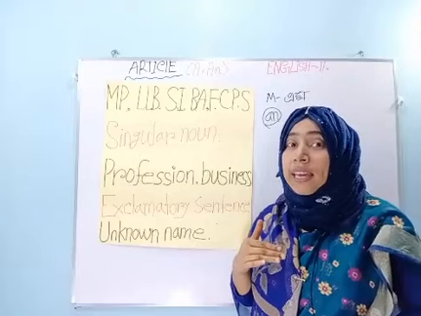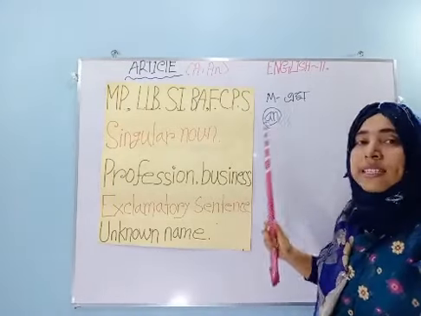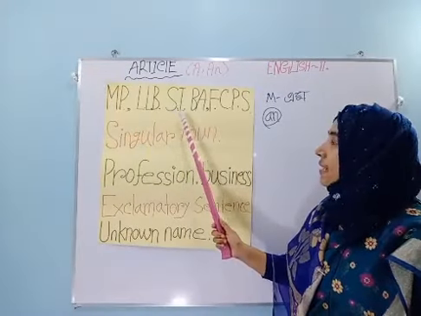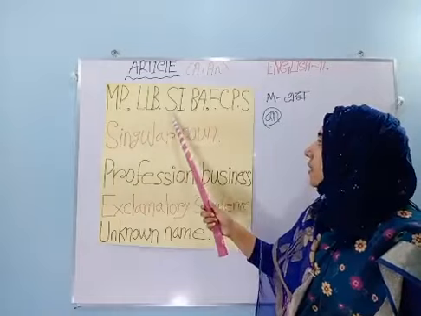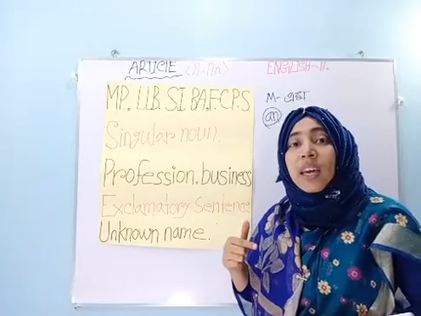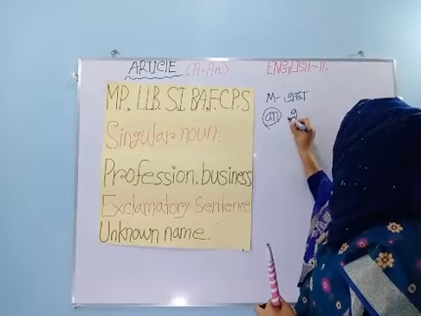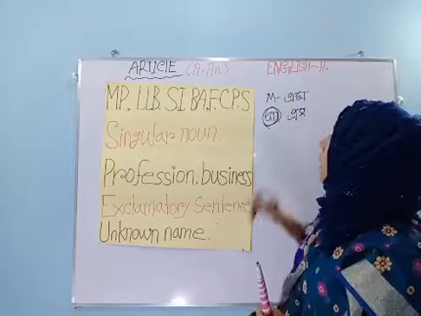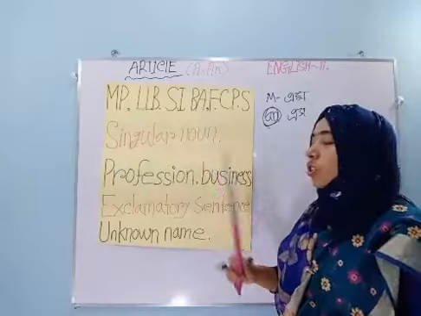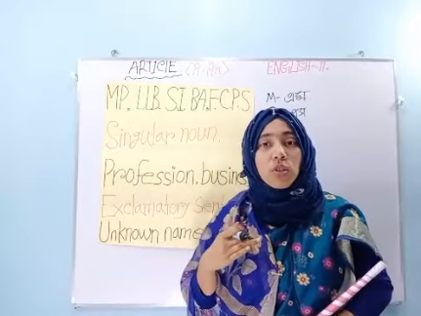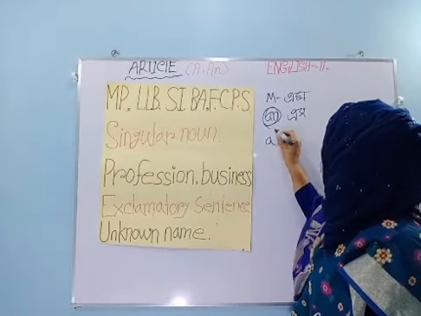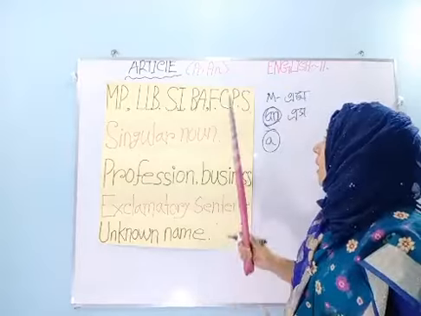And then you see LLB. Here the first letter is L, which is a consonant, but the pronunciation is LLB, again a vowel sound is coming, so here it will be an. And then SI: though S is a consonant, the sound is again like S, so you have to use again an. And then you see BA. Here the first letter is a consonant and the sound is also a consonant, BA, B. So what will you use here? Of course a.